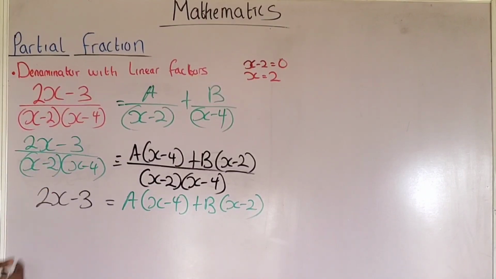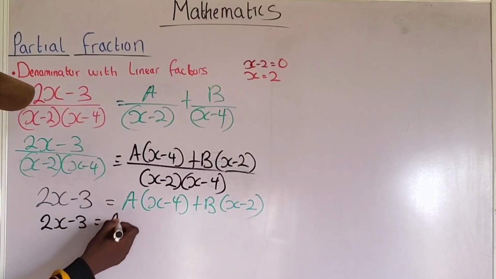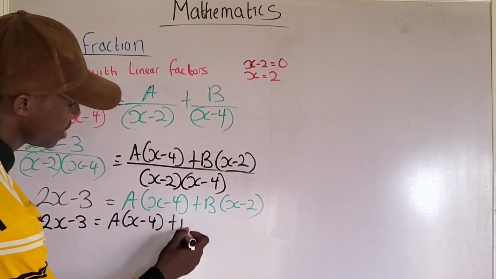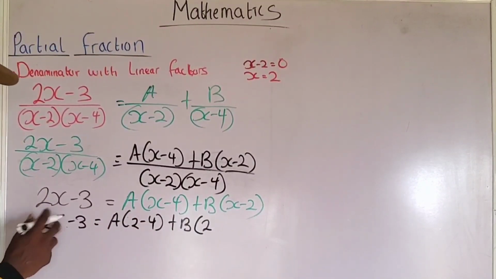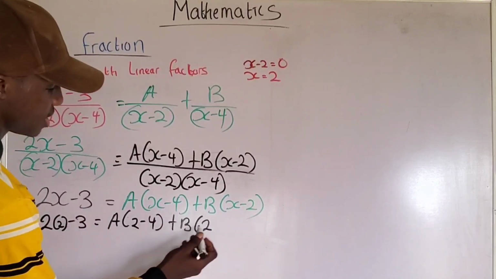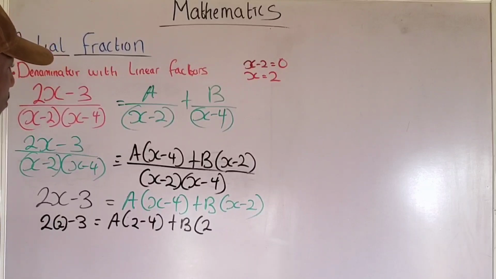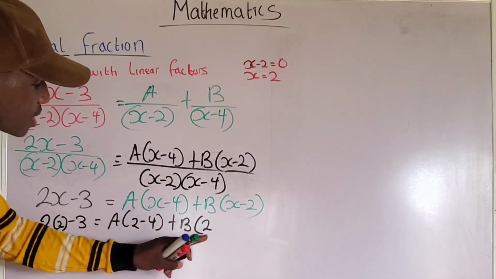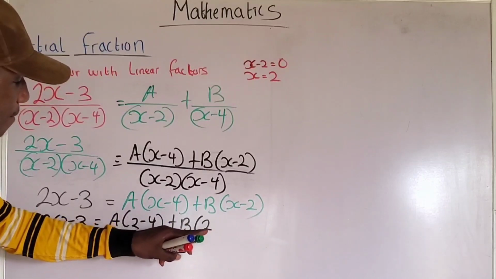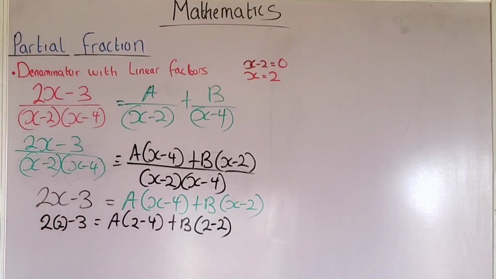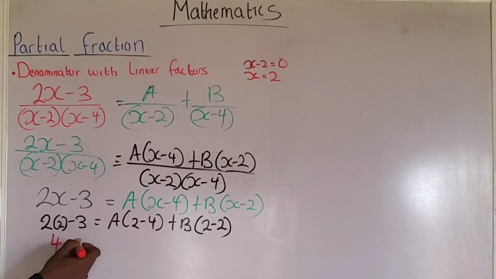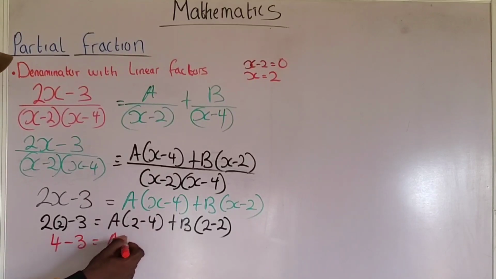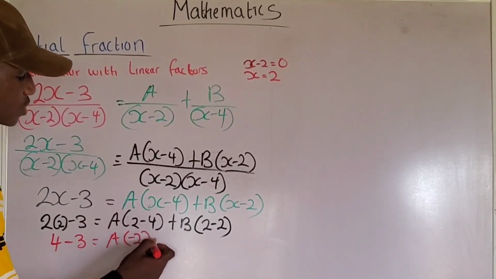So for this, I'm going to have 2x minus 3 is equal to a multiplied by x minus 4 plus b multiplied by x minus 2. Let us replace x as 2. Now, please pay attention. 2 times 2 is 4. I'm going to have 4 minus 3 is equal to a multiplied by 2 minus 4, which is minus 2. So I'm going to have minus 2a plus b.